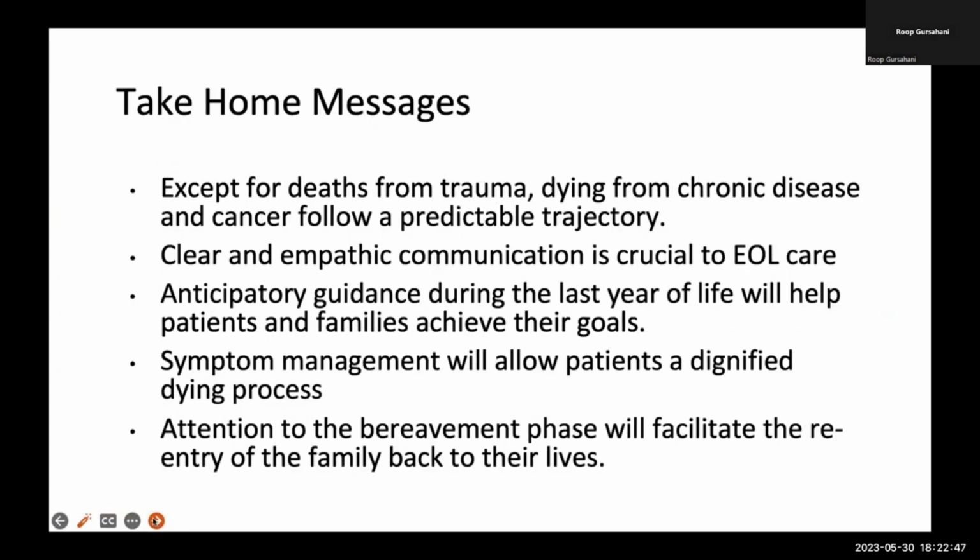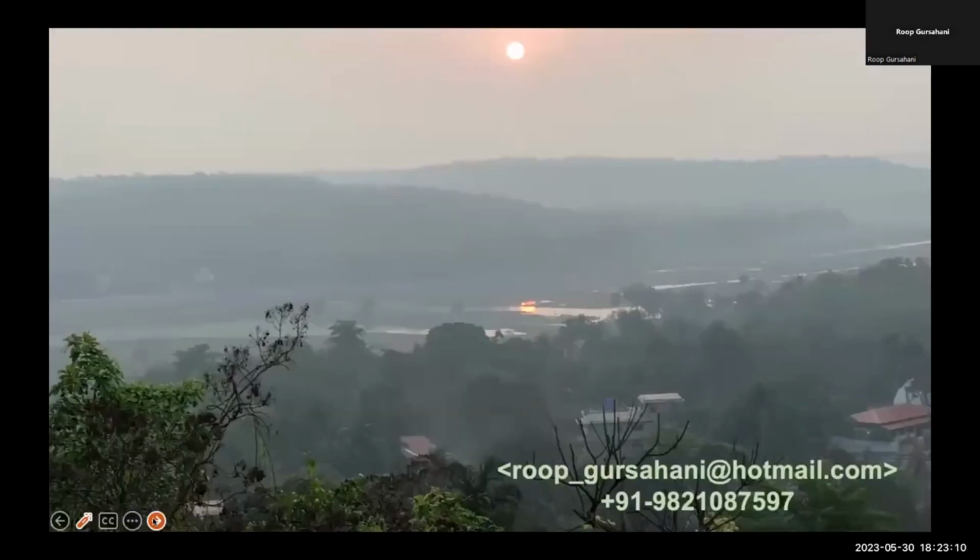So the take-home messages for you is that except for death from trauma, dying from chronic disease and cancer follow a predictable trajectory. With clear and empathic communication, end-of-life care is possible. Anticipatory guidance is necessary, symptom management is necessary, and if you pay attention to the bereavement phase, you facilitate the re-entry of the family back to their lives. I'm going to stop at this point.